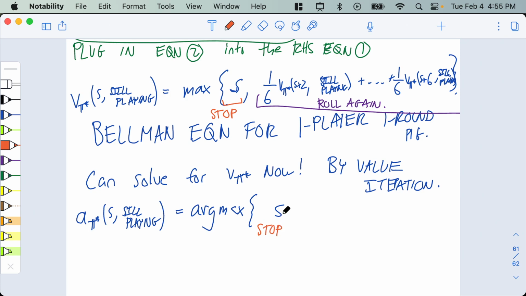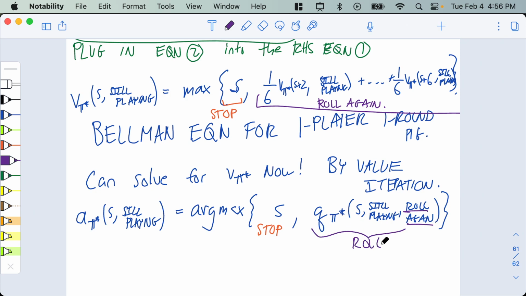Again, the same two things: stop and all this stuff over here. And I guess it really is Q. So maybe an easier way to say it is Q pi star of S, still playing, and roll again. So it's the same exact answer as what people said with the Q functions, just expressed a little bit differently. Maybe your way of thinking about it is actually clearer. So the value function is the value of whichever is bigger, and the optimal action is which of these two options is bigger, and that'll tell you exactly what's happening at state S.